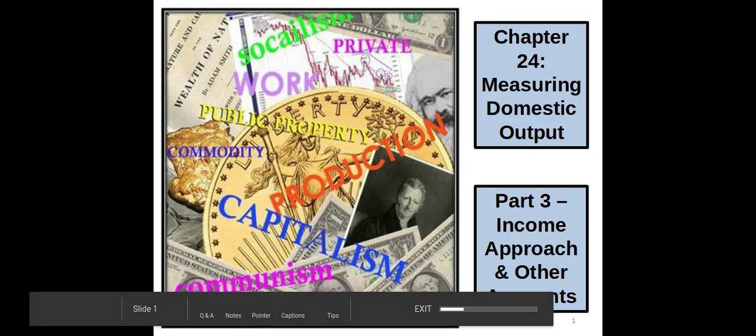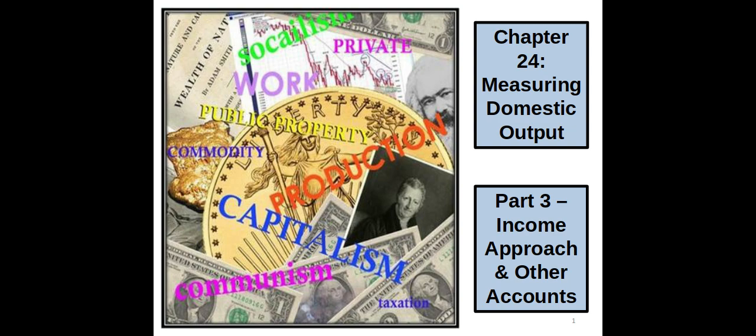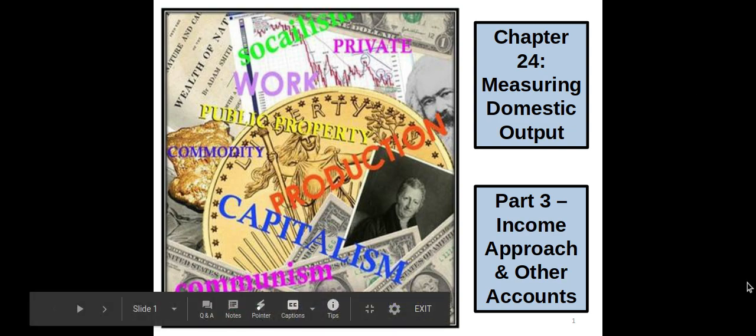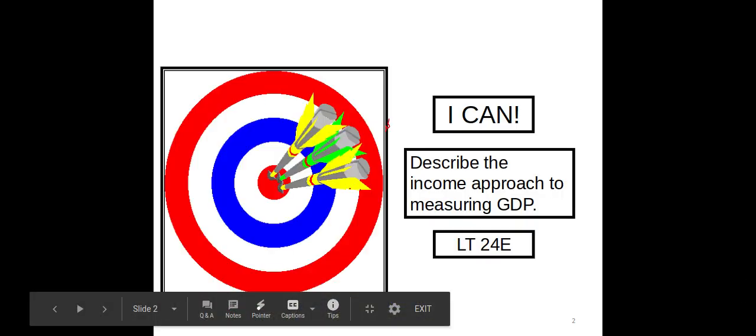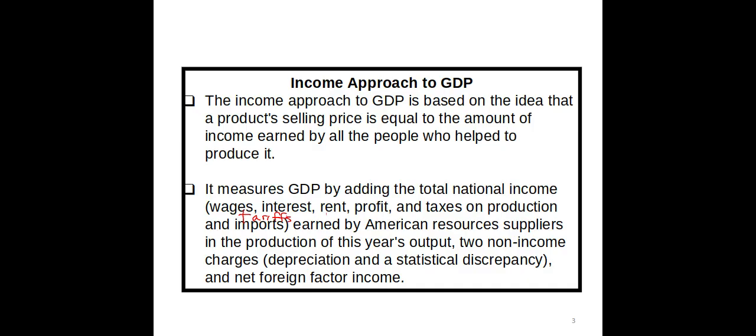Hey, everybody, welcome back. We're going to talk about part three, which is the income approach, the other way to measure GDP. So, we're going to talk about the income approach to measuring GDP. That's the goal. The income approach is the idea that all the spending in the economy should be equal to all the income in the economy. They should be the same thing.